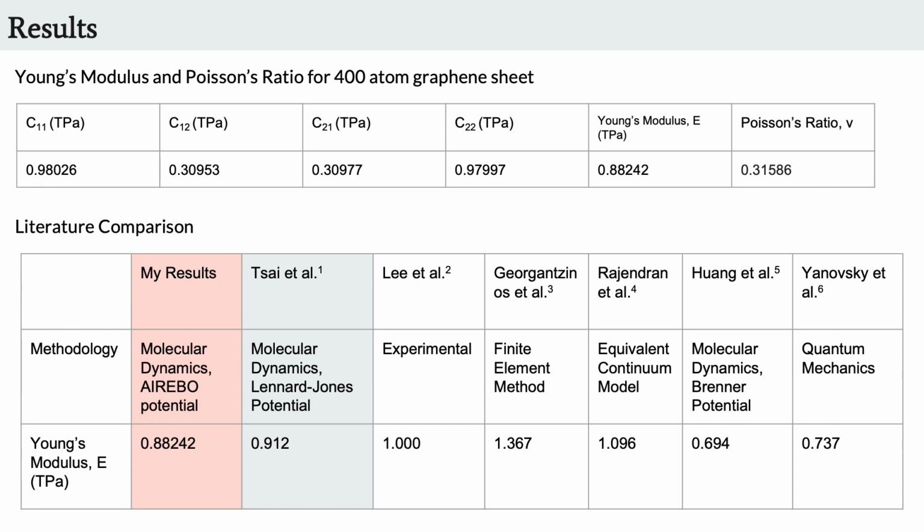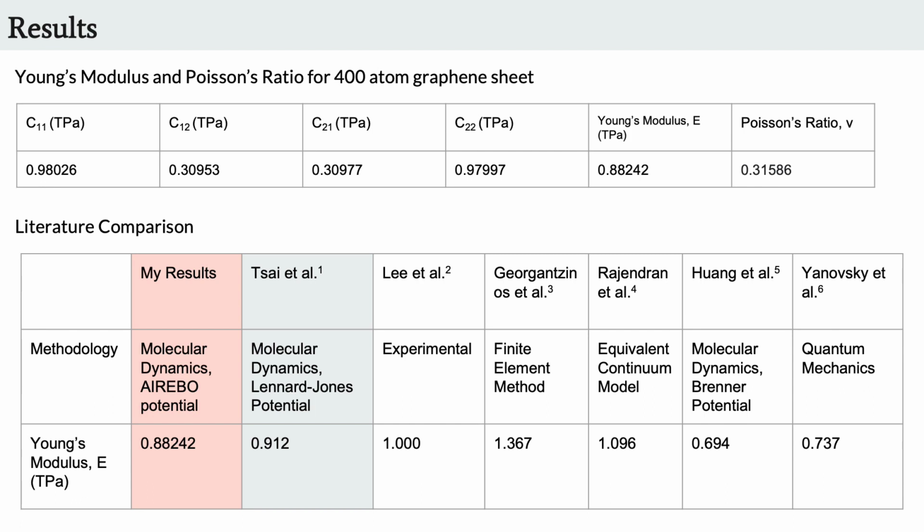So here are the elastic constant results. For perfect graphene with no vacancies, I found a Young's modulus of 0.88242 terapascals and a Poisson's ratio of 0.31586.